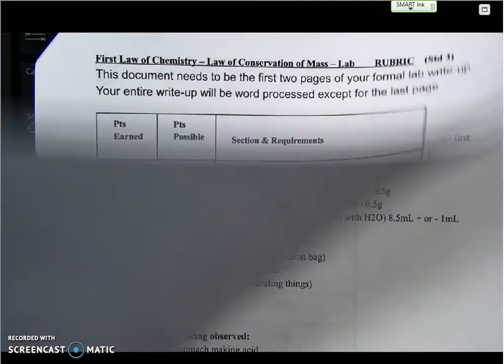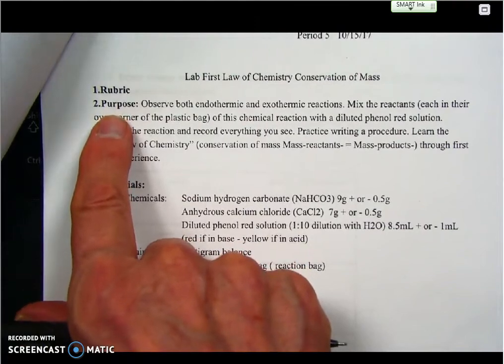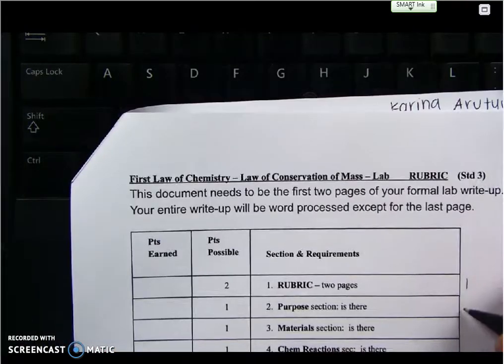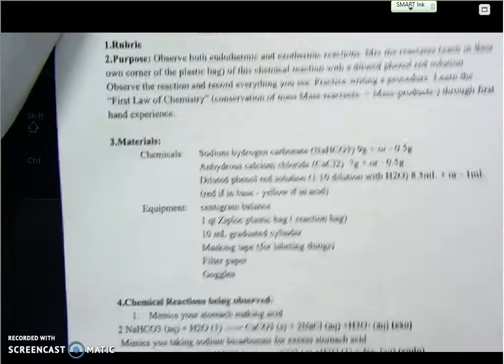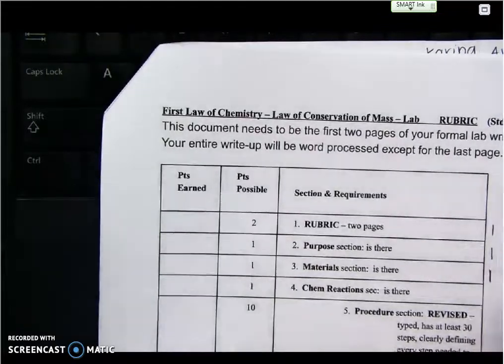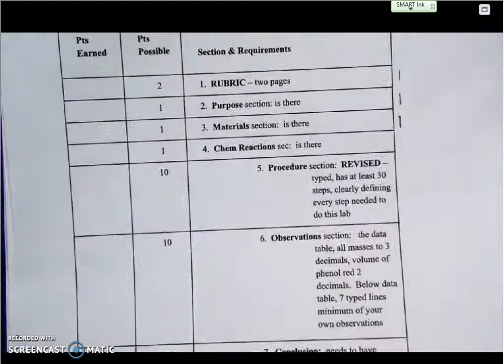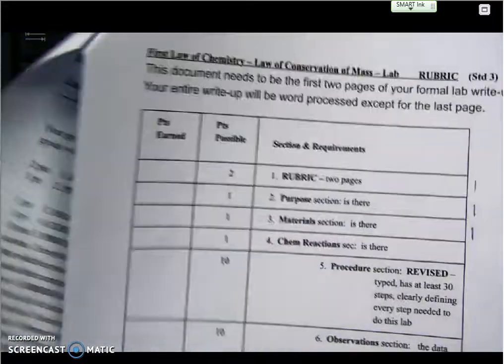Okay, do we have the purpose? The purpose is here. That means 1 point. Do we have the materials? Yes. Okay, and where did we get these from? Where did they come from? Karina, where did you get them from?